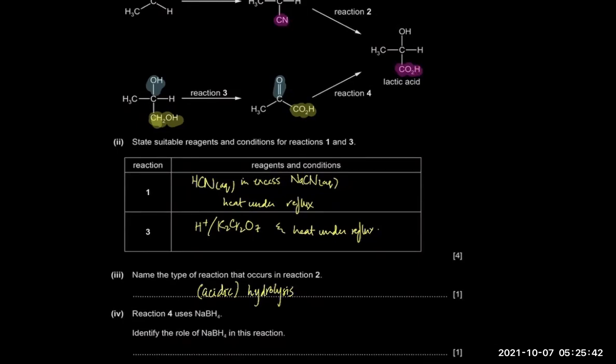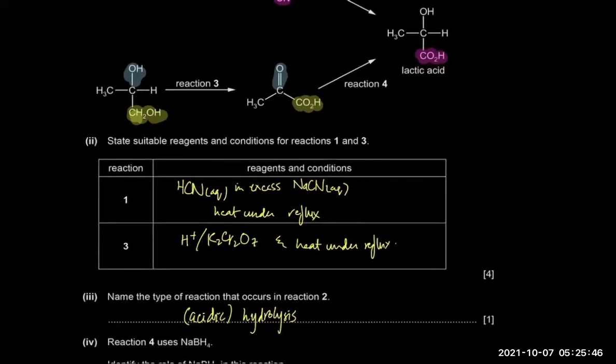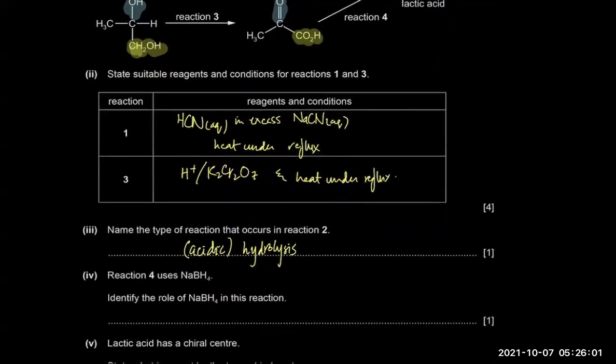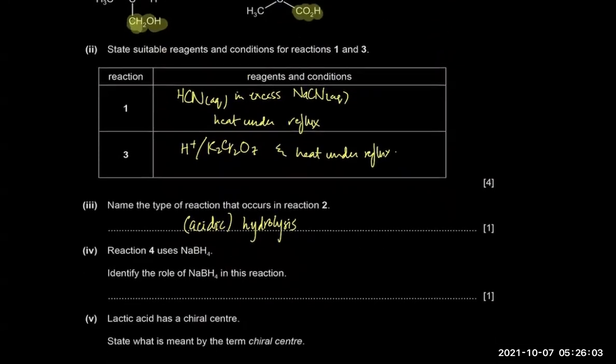Reaction 4 uses NaBH4. Identify the role of NaBH4. So what do they do in reaction 4? They reduce the ketone to form a secondary alcohol again. First they oxidized to make the acid group, then they reduced to get the alcohol group back to make lactic acid. So what is the role of NaBH4? It's a reducing agent. Yes.